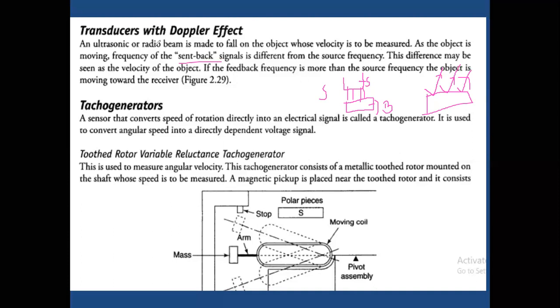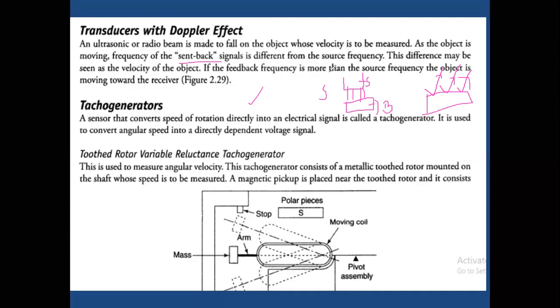What we discussed is that an ultrasonic or radio beam is made to fall on the object whose velocity is to be measured. Ultrasonic beams are sent over the body as the object is moving. The frequency of the setback signal is different from the source frequency. Setback means the send back, that is, after striking the body, the beam gets reflected to the sensor. So this is called the send back signal. The difference may be seen as the velocity of the object.